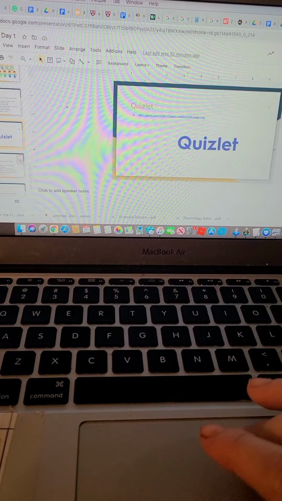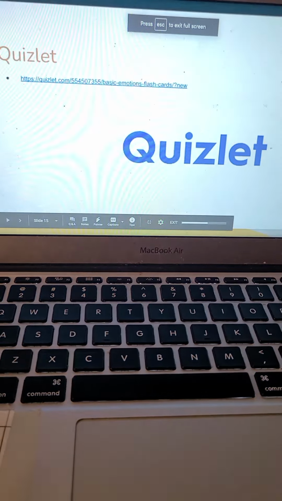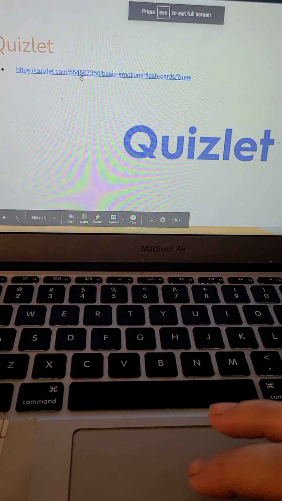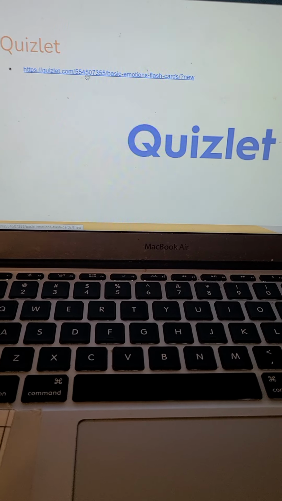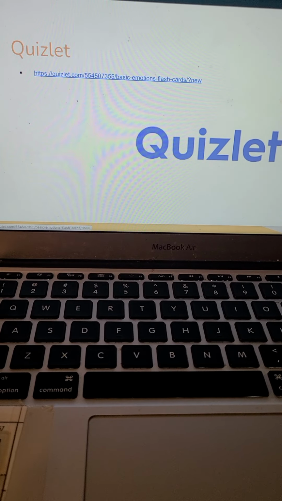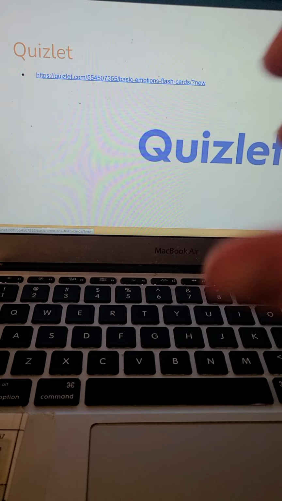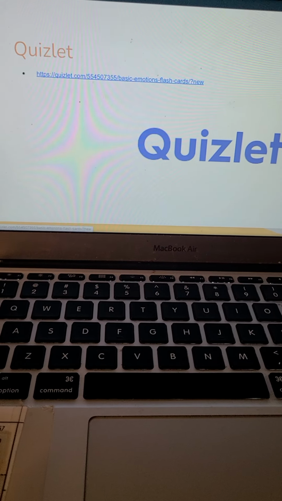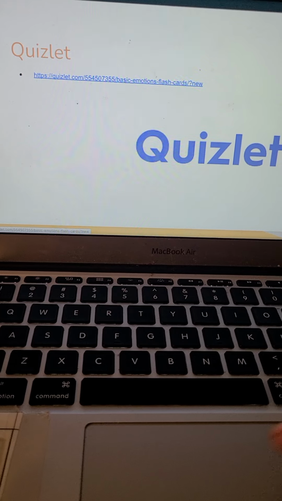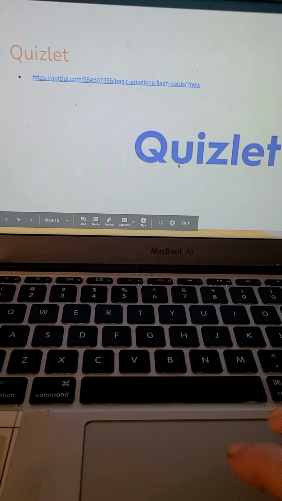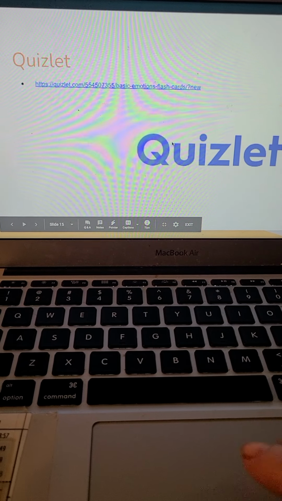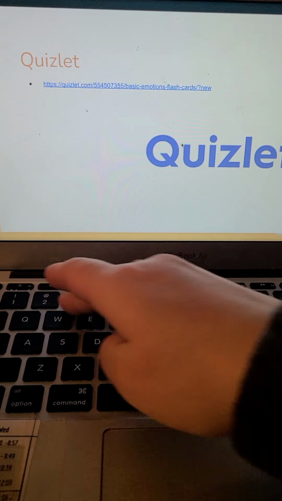Quizlet is also meant to help them reinforce what they are learning, because once they get to Quizlet, they have to match the word with the definition. So if they cannot do that, that means that they're getting stuck. So this is another way to assess that they are learning everything in the lesson.